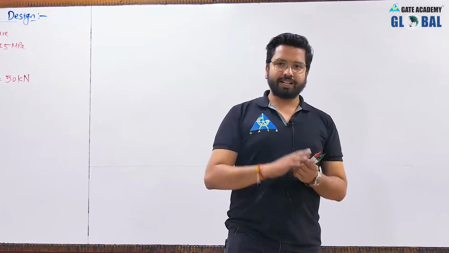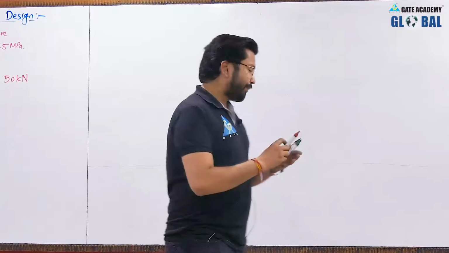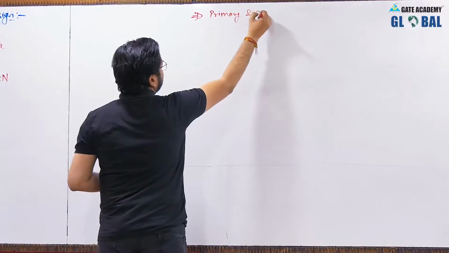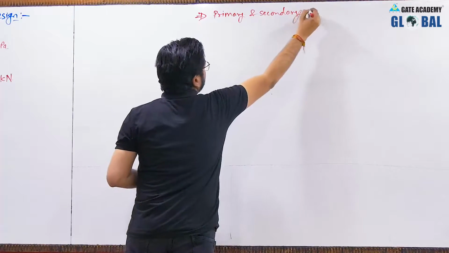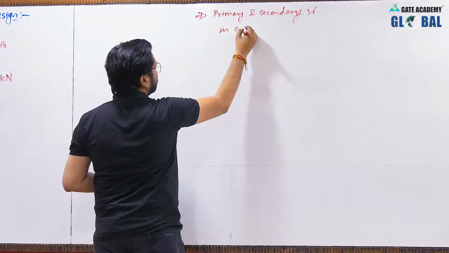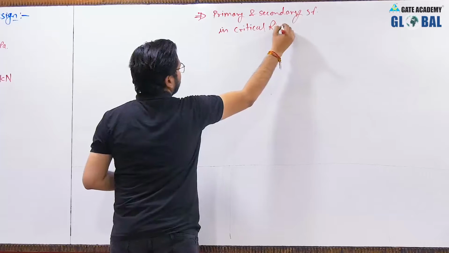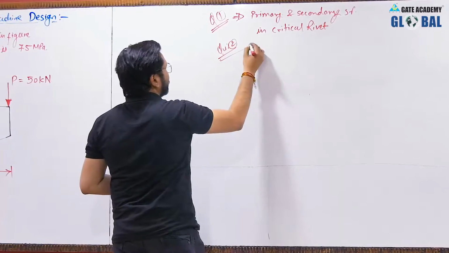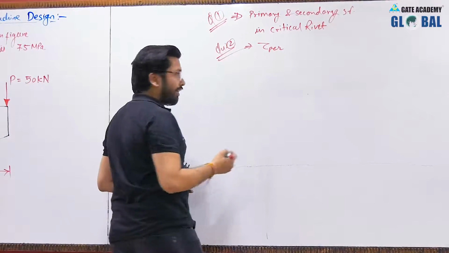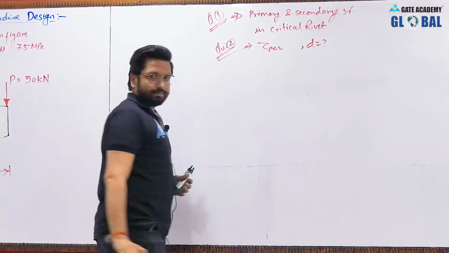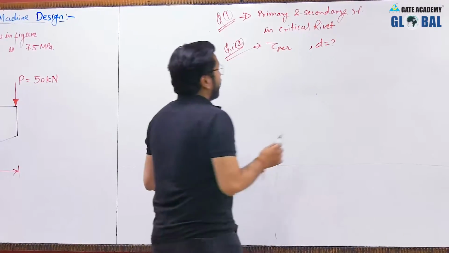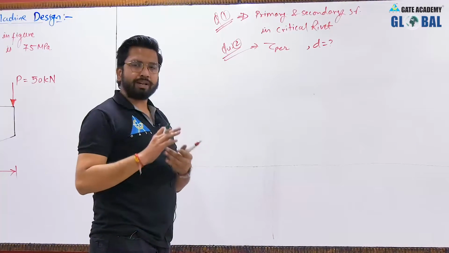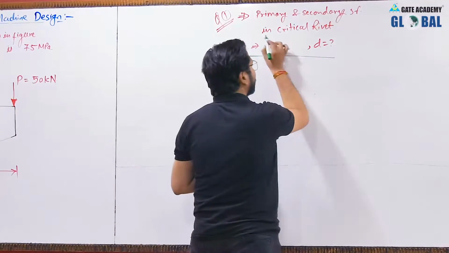So there will be two types of question. In one, you will have to calculate the primary and secondary shear force in the critical rivet. In the second kind, the permissible shear stress, tau permissible, will be given, and you have to calculate the diameter of the rivet. Or there will be some different combinations of questions, which will be discussed in the workbook and numerical answer type questions. These are the fundamental types of question.